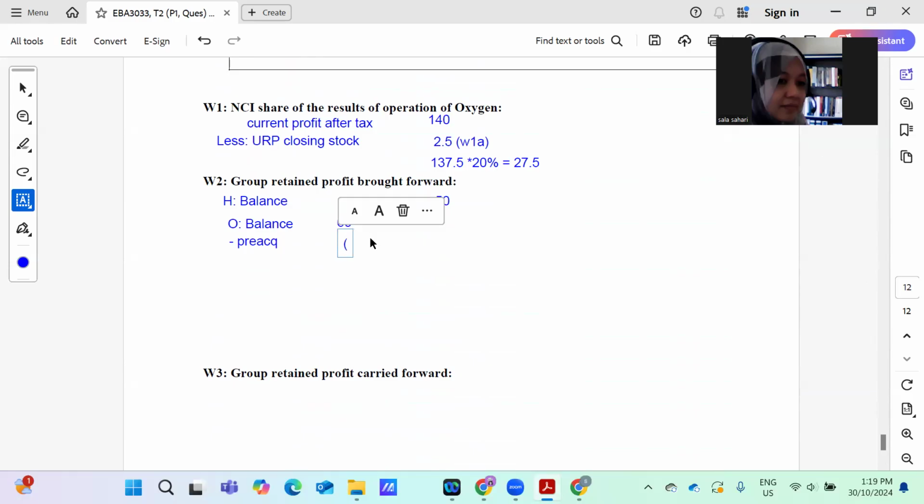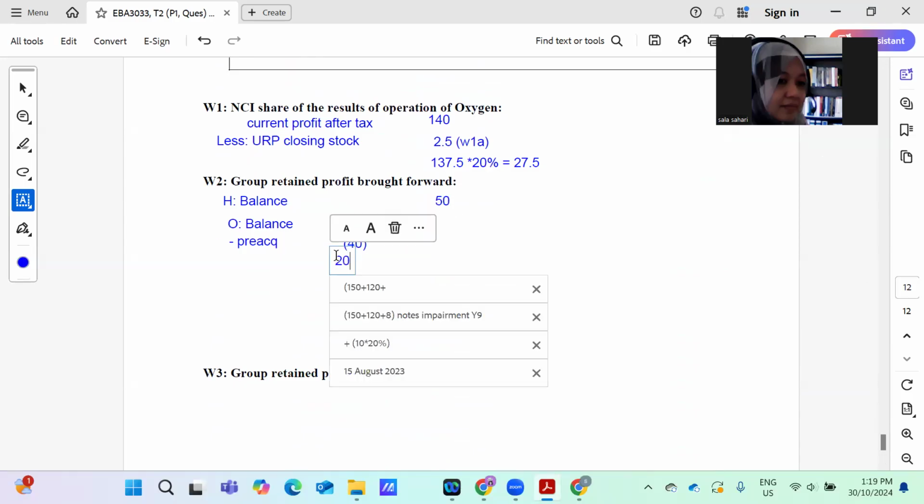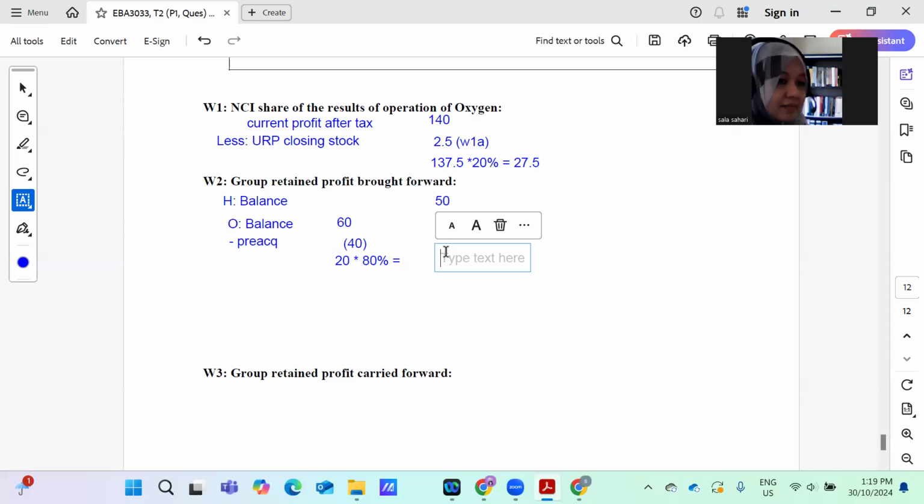The differences, the opening and the closing. Then you got the balance of 20,000. Just put here. 20,000, but you need to multiply by how many percent? Ownership in O, 80%. So you will get a profit of 60. Pre-acquisition profit.